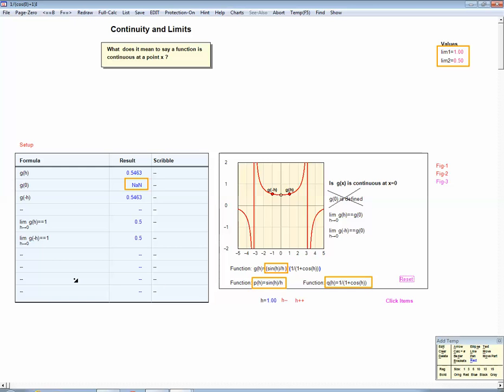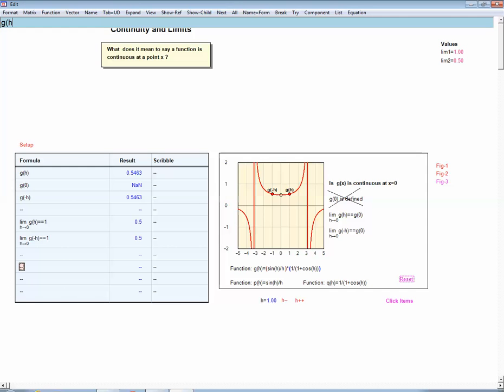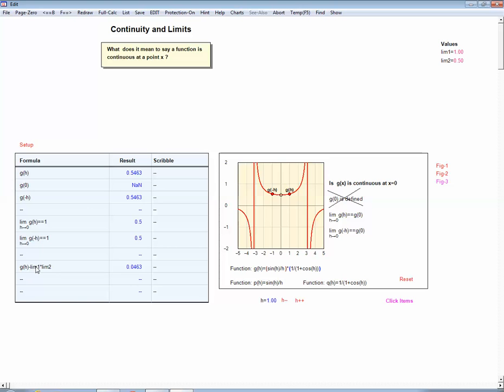So what we want to show now is that if we look at g of h minus the product of the limits, lim 1 times lim 2, as h gets closer and closer to 0, this thing should go to 0. And right now h is 1, so that's not real close to 0, but I can make it close to 0 by, again, making h as small as I want. So right now the difference is roughly 1/10,000,000th. So they are very close together.